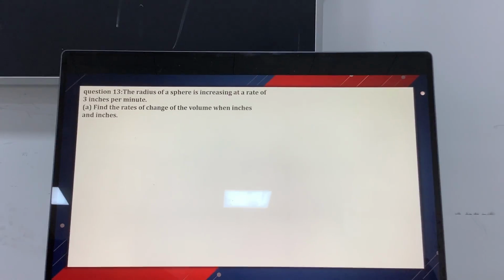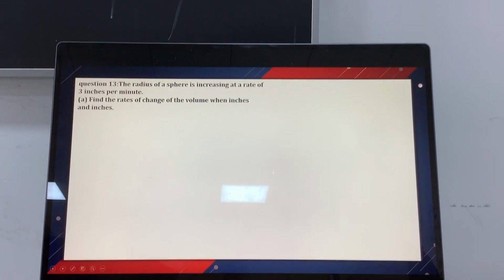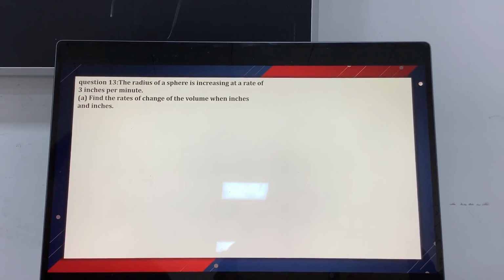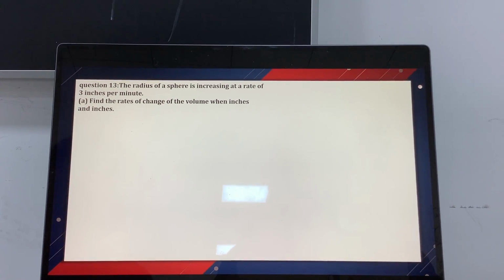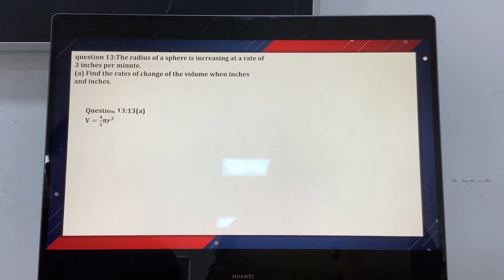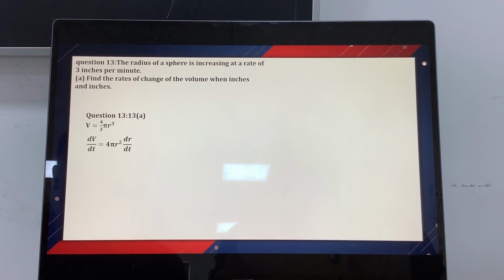And then it's about question 13. The radius of a sphere is increasing at the rate of 3 inches per minute. We only need to find the answer of A. Find the rate of change of the volume when r equals 9 inches and 36 inches. So here is the solution.